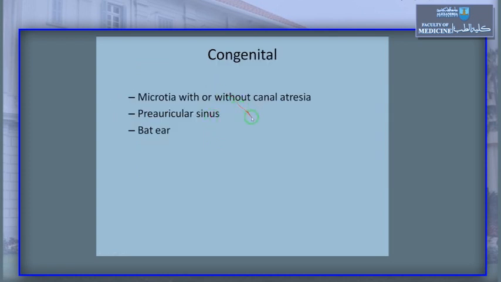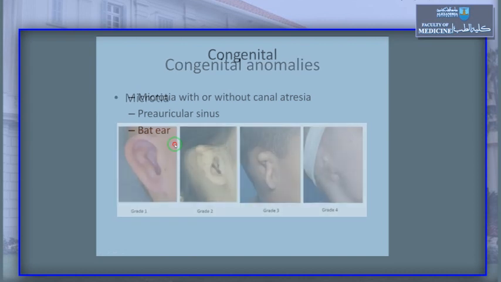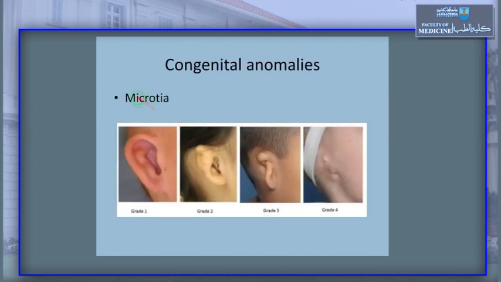Congenital diseases, we have some important diseases. One of them is microtia with or without canal atresia. Atresia means obstruction of the canal or absence of lumen. We have preauricular sinus. We have less important but common things like the bat ear deformity. For the microtia, literally, it means a small ear. Micro means small, and otia means ear, so it means small ear.